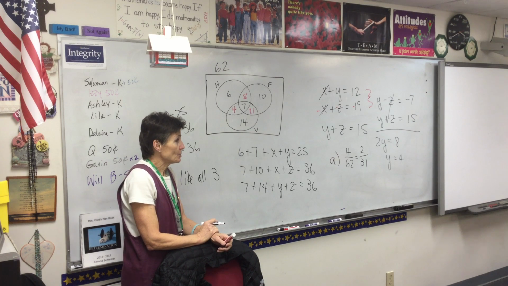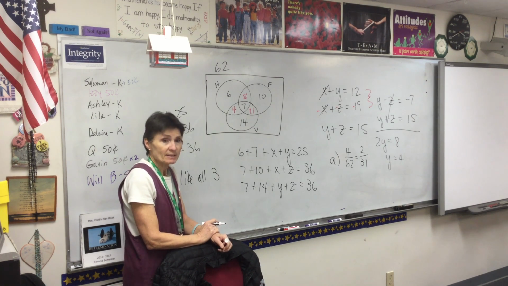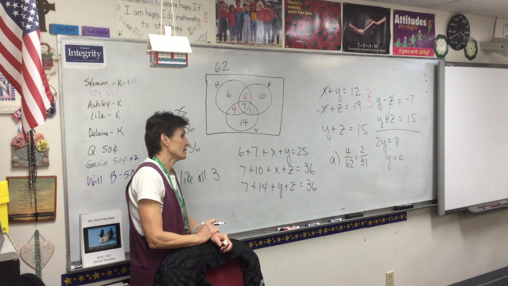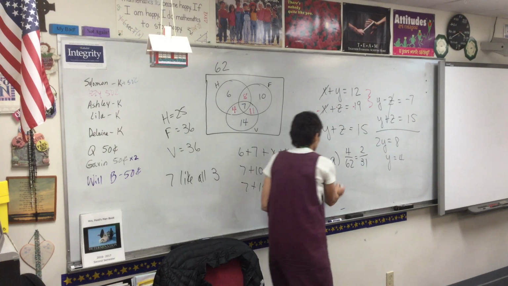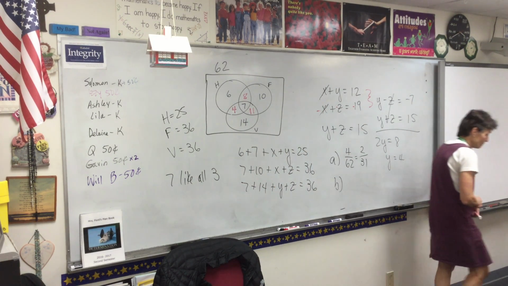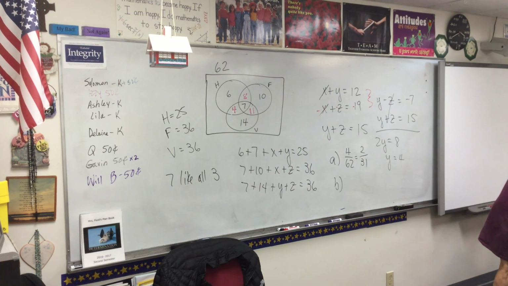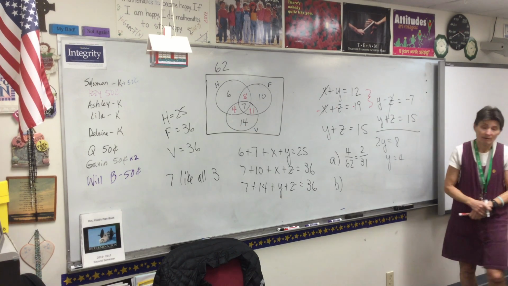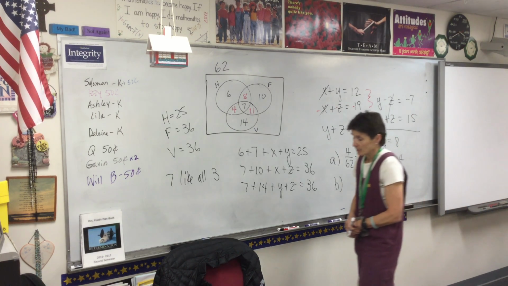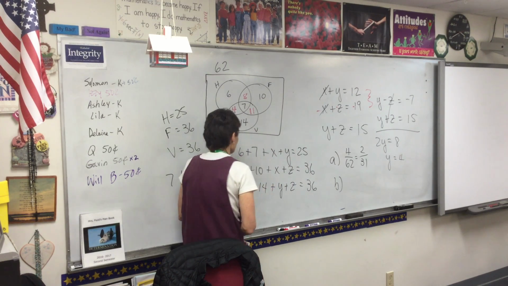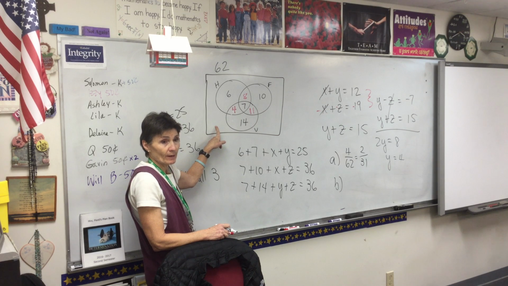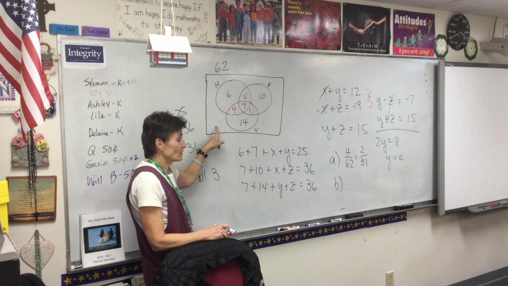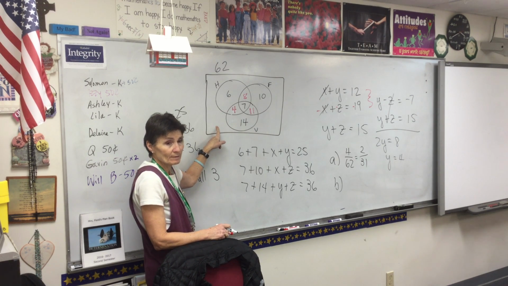Why is it over 62? Because that's how many kids there are, and when we do probability, it's over the total, right? All right, and then the second question says, reach in and grab a kid. What's the probability that he doesn't like any of these holidays? Okay, now wait a minute. The kids that don't like any of the holidays are out here, right? How many of those are there? We don't know. How would we figure it out?